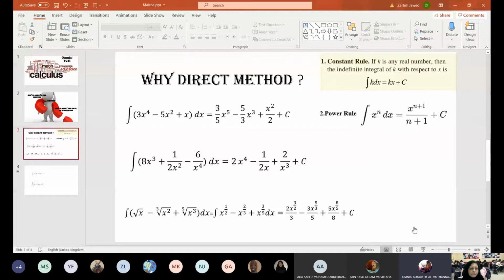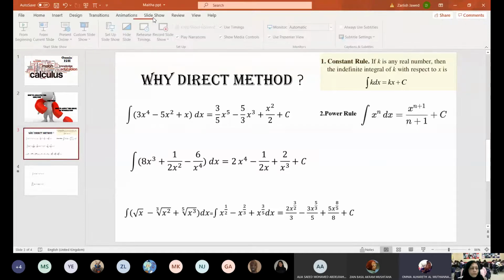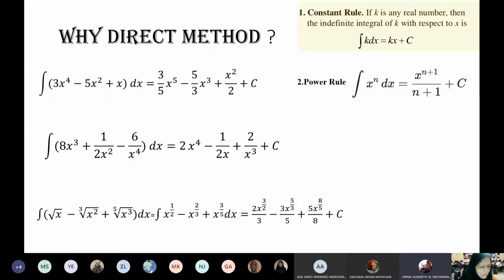Okay, so here we're going to learn how to analyze the questions and then how to apply the rules of integration. Here we're asking why direct method. In the first equation, why do we use the direct method? It's because there's only one equation in here. So the question is the integral of 3x to the power of 4 minus 5x to the power of 2 plus x dx. So how do we solve this?